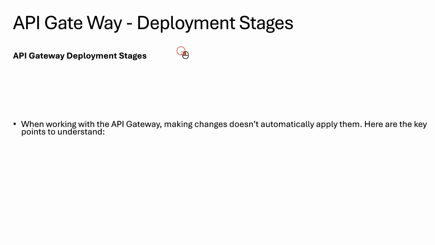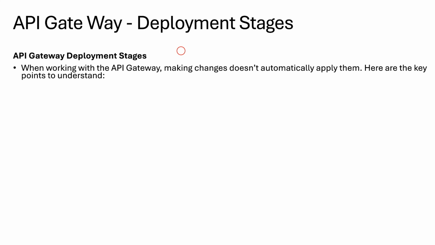When working with API Gateway, making changes doesn't automatically apply them. For example, you created a stage in API Gateway and made some changes inside the stage, but the changes you have made won't reflect to the end users or clients unless you deploy them. That's where deployment stages come into the picture.